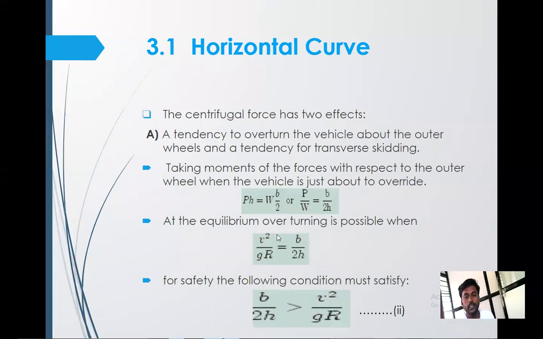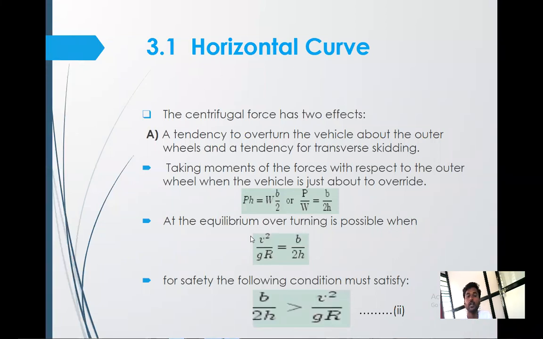So at the equilibrium condition, what will happen? What is meant by V square upon GR? That is P by W. Now we have taken the centrifugal ratio or impact factor, and it is equal to B by 2H. If it satisfies the equation, the vehicle is at equilibrium condition. For the equilibrium condition, we take V square upon GR is equal to B by 2H.